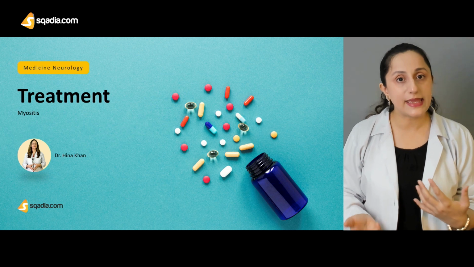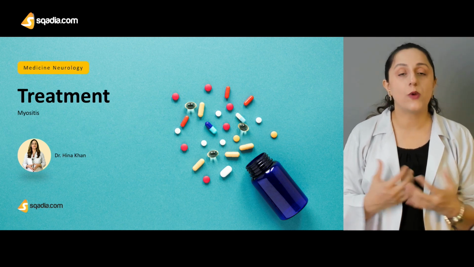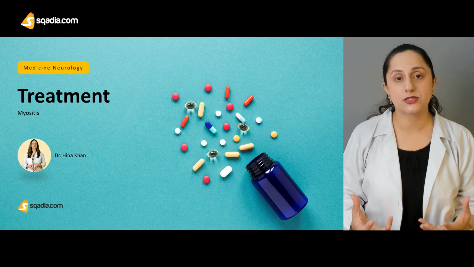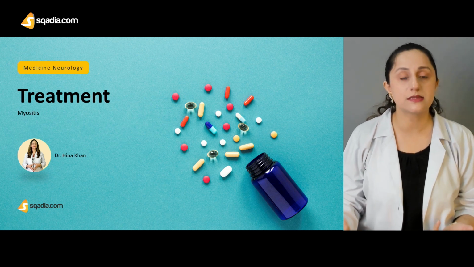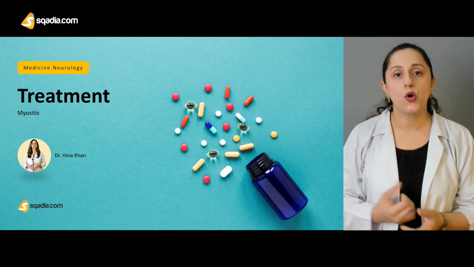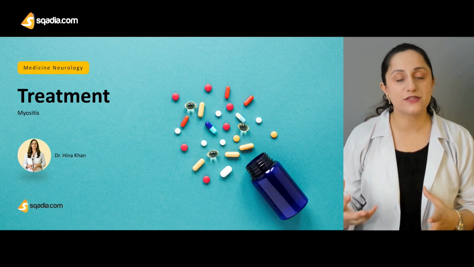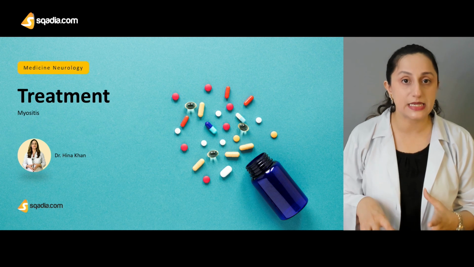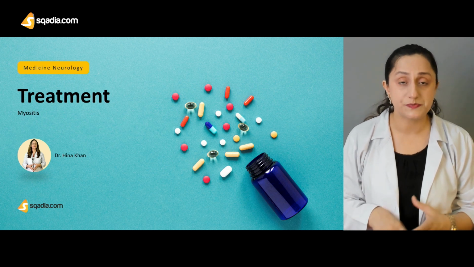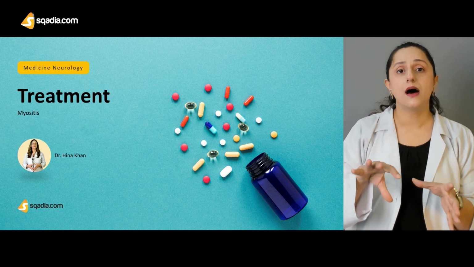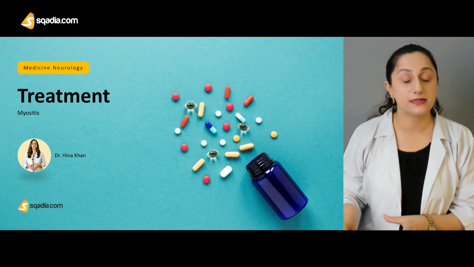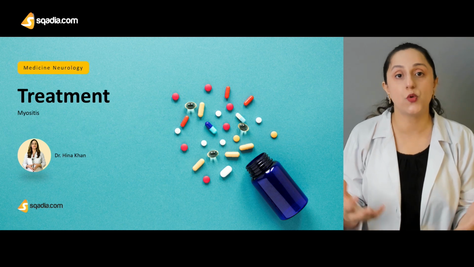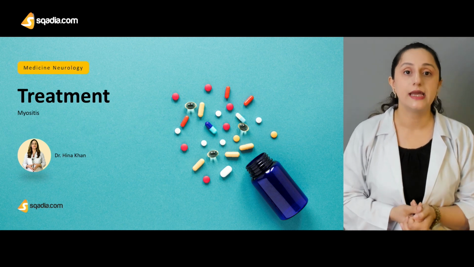For instance, we can have environmental stressful factors, such as some sort of pollutants, exposure to the sun, or all of these stressful conditions might precipitate myositis in the individual. So just taking off that triggering factor from the environment might improve the condition overall in that particular individual.